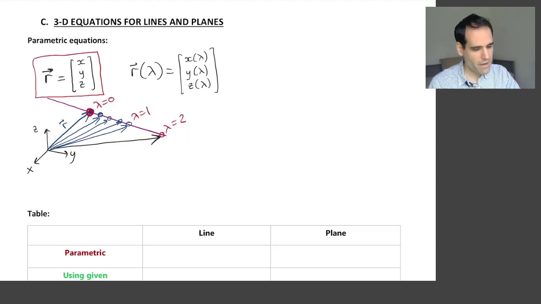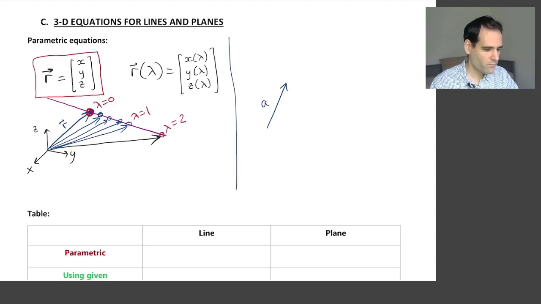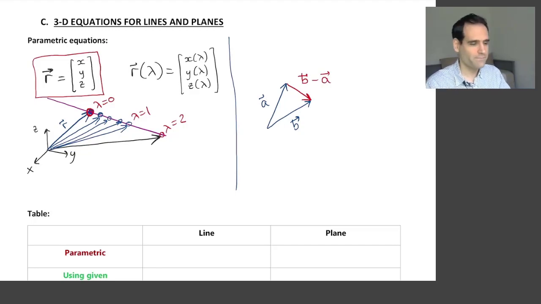Another important thing to remember is that when you have two vectors, a and b, then the vector b minus a is equal to the vector that points from the endpoint of a to the endpoint of b. That's the vector b minus a. Okay, always remember that.